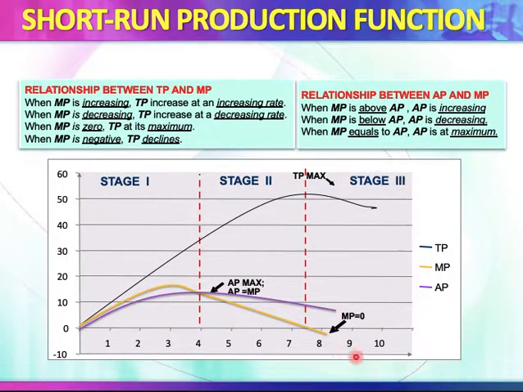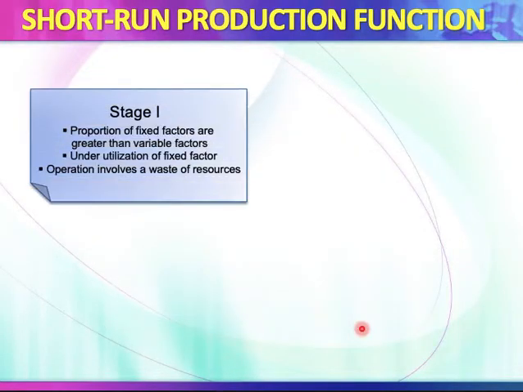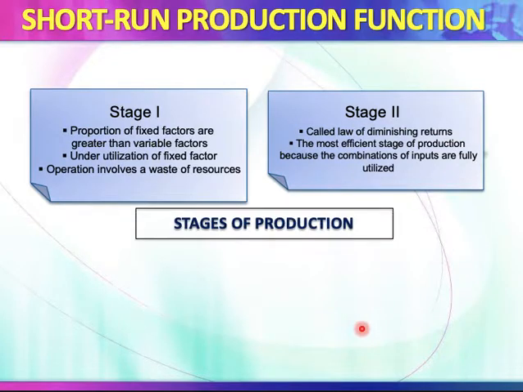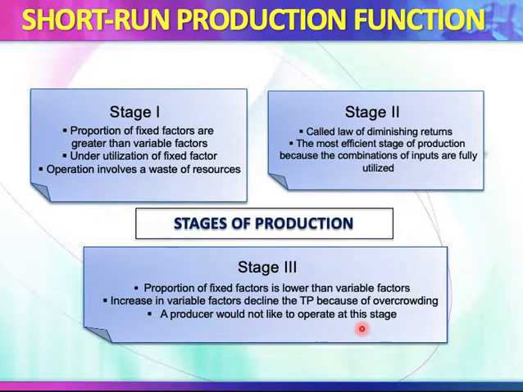And stage 3 is negative return. Stage 1 is increasing return. This one is diminishing return. Stage 3 is negative return. So for negative return, total product starts to reduce, AP continues to decrease and MP becomes negative. So this one you can also read by yourself.